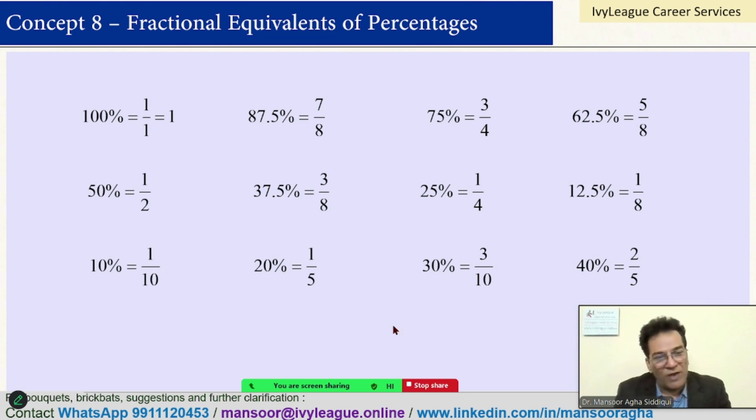And then there are those 1 upon 3 parts. For example, 33.33% is equal to 1 by 3. Double of this is 66.66. So double of 1 upon 3 would be 2 by 3.